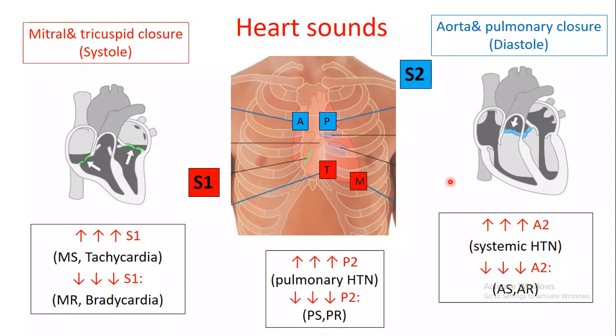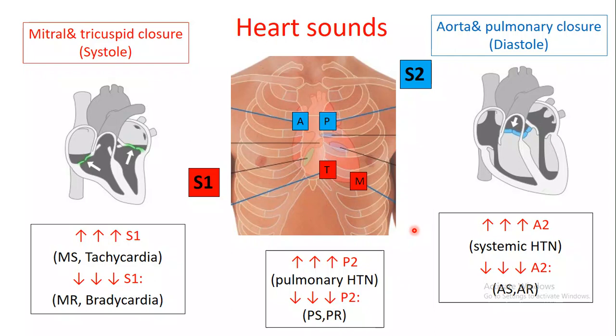And when we are auscultating the second heart sound over the pulmonary area, then similarly, high closing pressure caused by pulmonary hypertension causes an accentuated pulmonary component of the second heart sound, while any disease in the valve itself, like pulmonary regurgitation or stenosis, causes a muffled second heart sound.